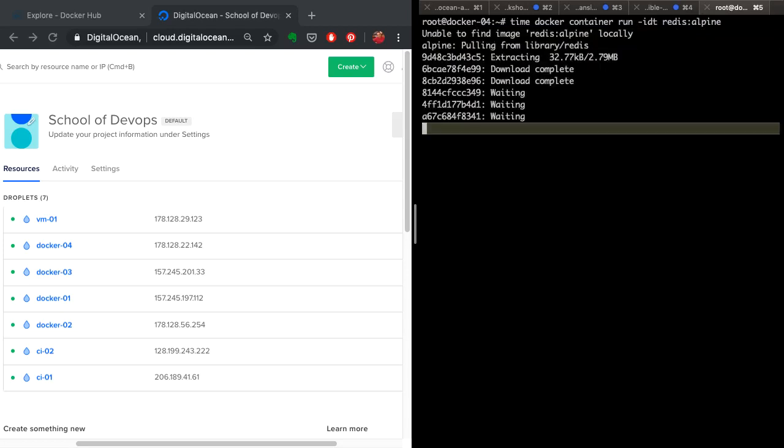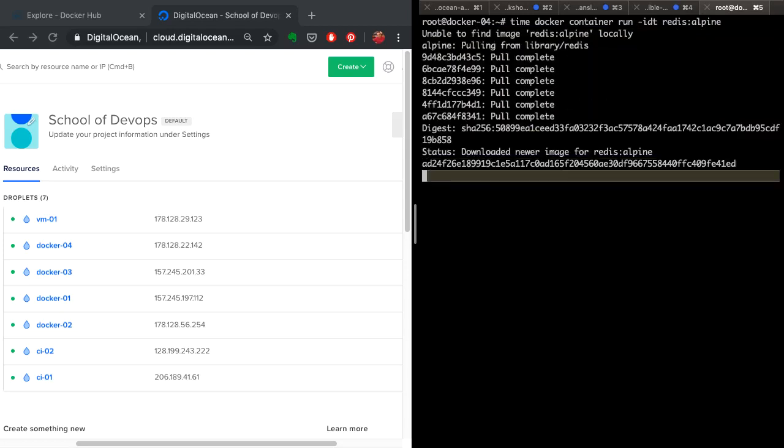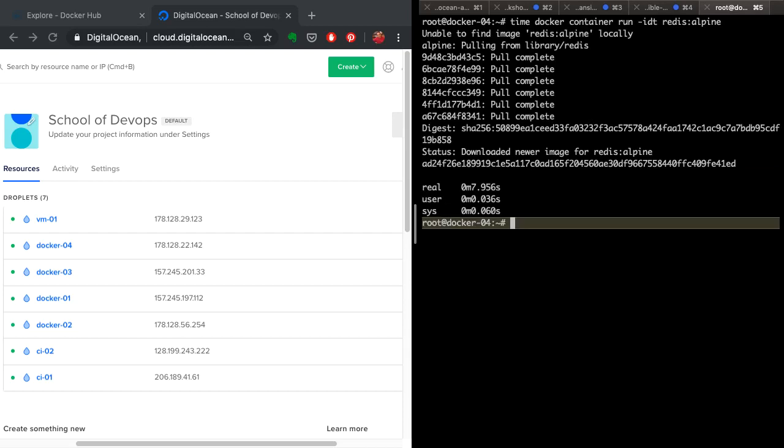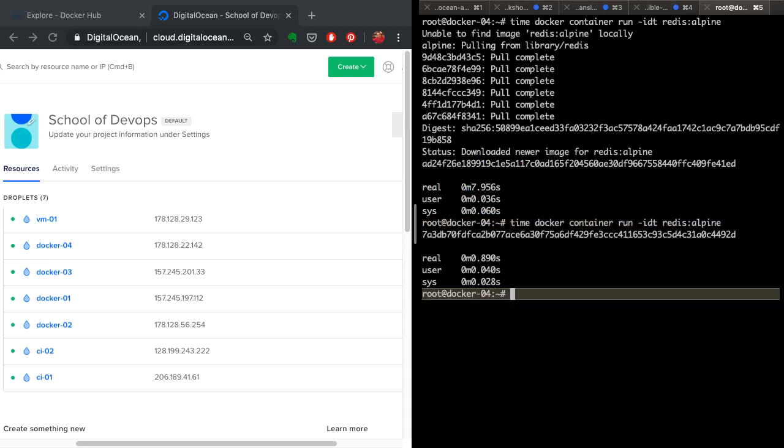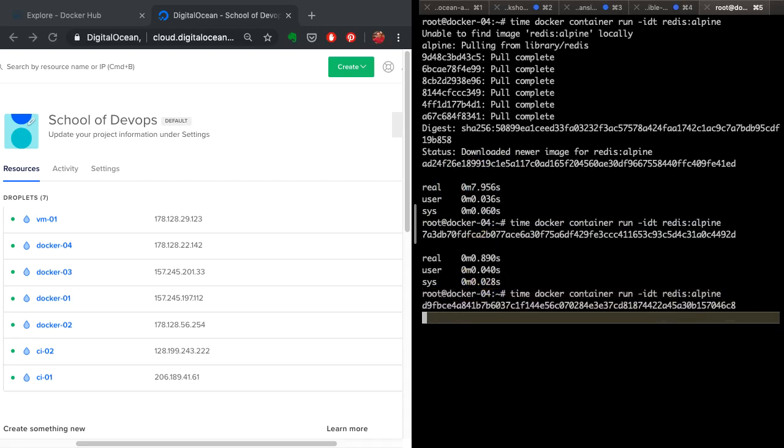So here I'm launching a container with Redis as an image or the application. As you notice, it took about 7 seconds. And that time actually includes the time it required to pull an image, an entire container image. Now, if I don't have an image to pull, it would take even shorter than that. So this is pretty quick.